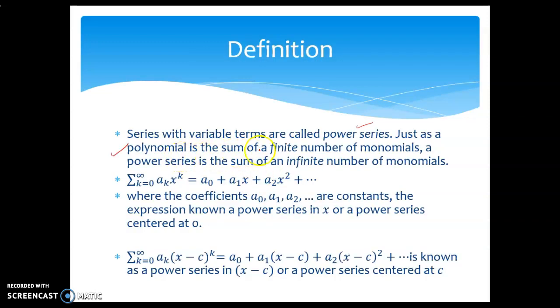A power series is another series with a variable. Without this x here, this is a series, but when we put the x term into it, we call this a power series. This is a power series that is centered at 0. This is another power series which is centered at c.